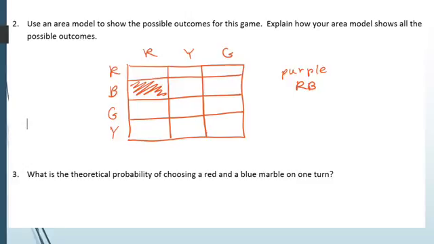You can also go through and you can fill in the specific combinations if you'd like: RR, RY, RG. Since we're just focusing on making purple today, I'm just going to notice that it's that one section there.